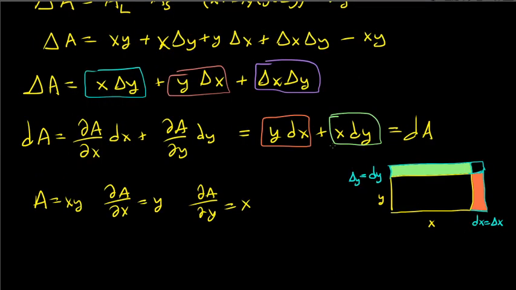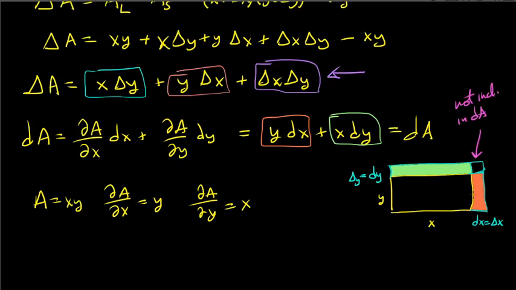So what's the difference between dA and delta A? Well, remember the delta A includes this term here. It includes this purple rectangle in the little corner here. The dA does not include that. Sorry about that, slip of the pen here. It does not include this little piece here, so this is not included in dA. That's the only difference.